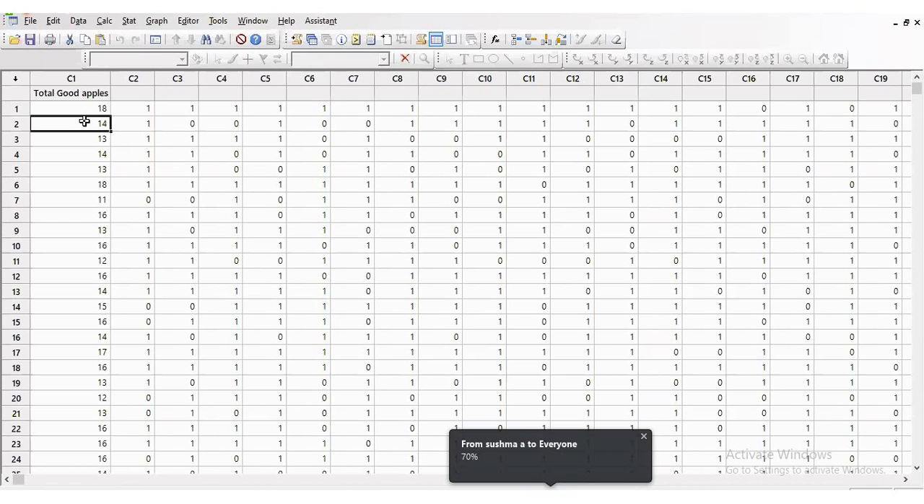So for each apple now, what is the chance that it is going to be a good apple? 70% only. Are you enjoying the discussion, or is it going over your head again?